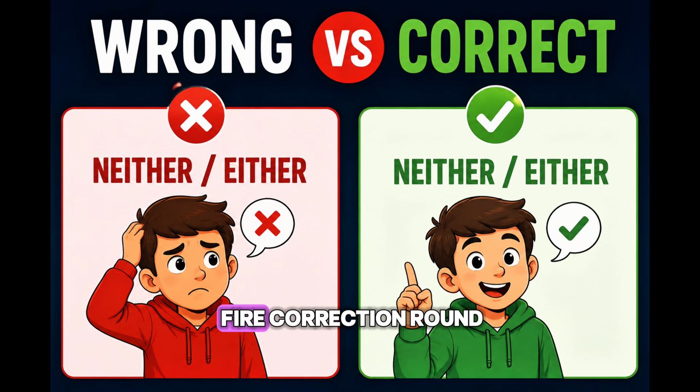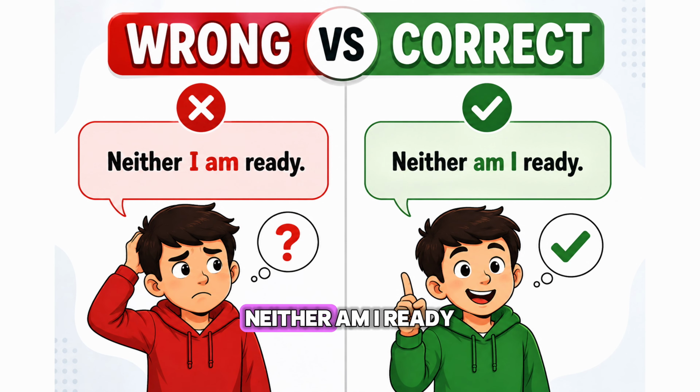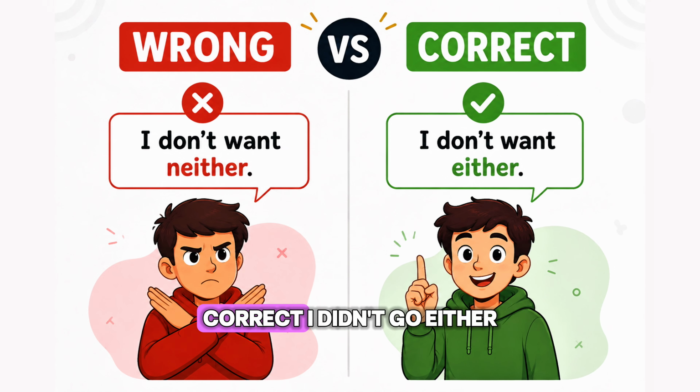All right, let's do a rapid-fire correction round. Wrong versus correct. I'm ready. Wrong. Neither I am ready. Correct. Neither am I ready. Wrong. I didn't win either. Correct. I didn't go either.